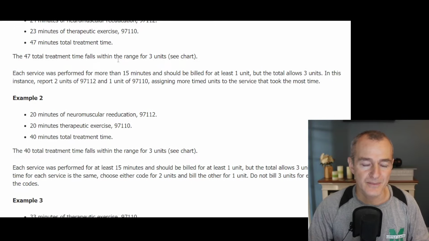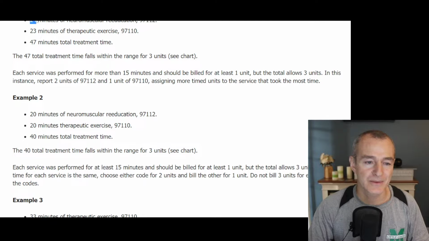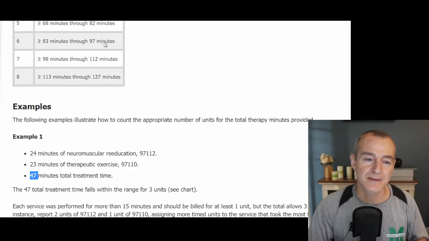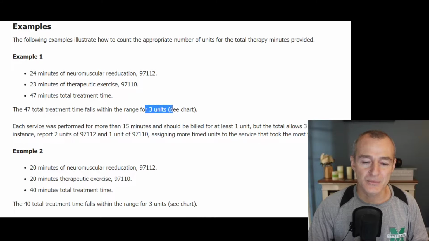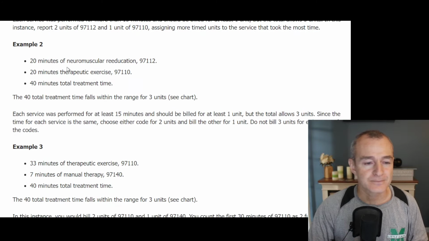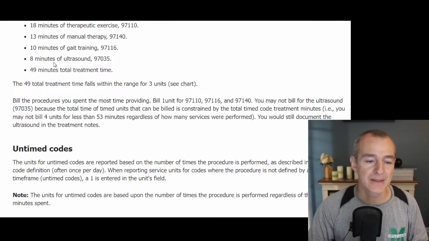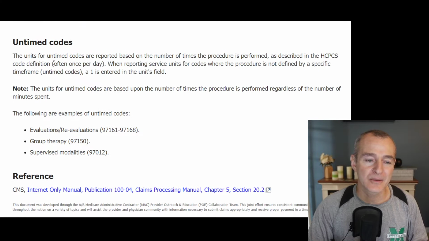So that being said, we have the chart here looking at 8 to 22 minutes for a single unit. Then of course it goes up from there. They have some examples. You do 24 minutes of neuro re-ed, you do 23 minutes of therapeutic exercise, 47 minutes total. You didn't cross the 53-minute barrier, so you cannot bill 4 units. You can only bill 3 units for that time. There's other examples, but like I said, my goal for this is talking specifically about untimed codes.